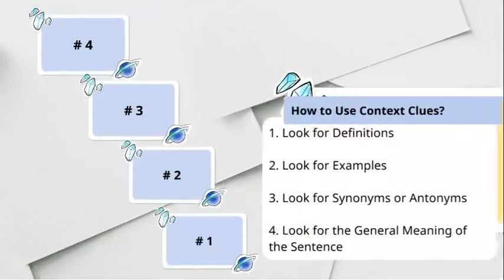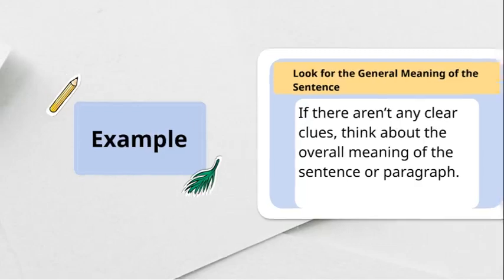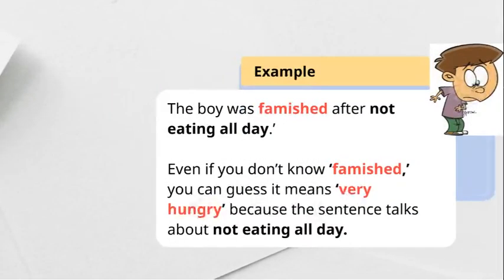Another way is to look for the general meaning of the sentence. If there aren't any clear clues, think about the overall meaning of the sentence or the paragraph. How? The boy was famished after not eating all day. Now, here the new word is famished, and you don't know the meaning of it.